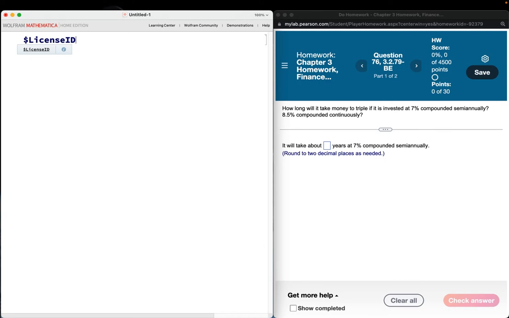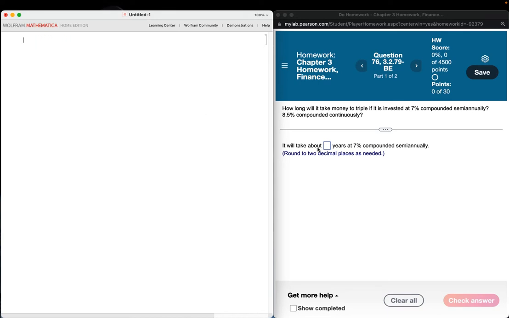And then when you communicate with customer service at Wolfram Research, make sure they have your name, your email address, and of course your license ID. Okay? And it's as simple as that.